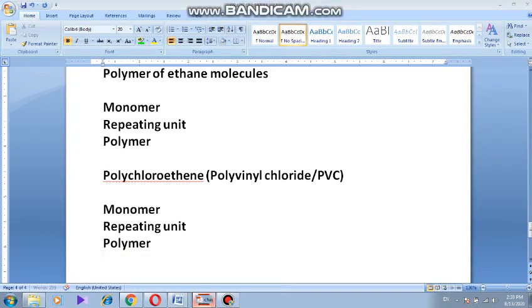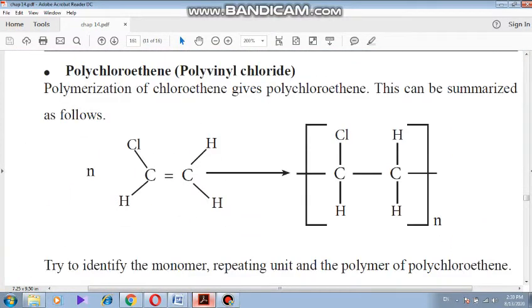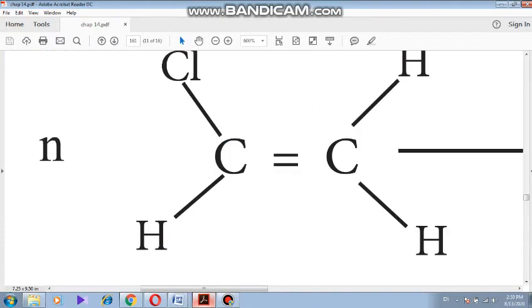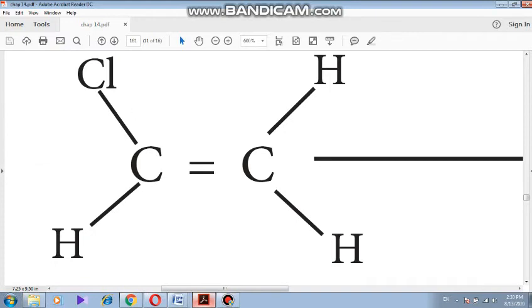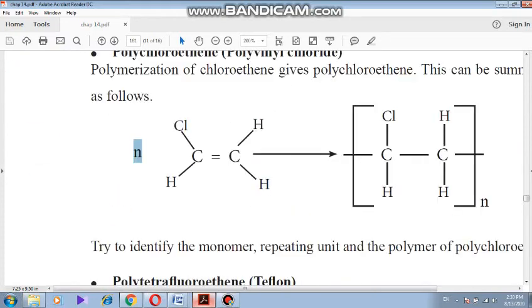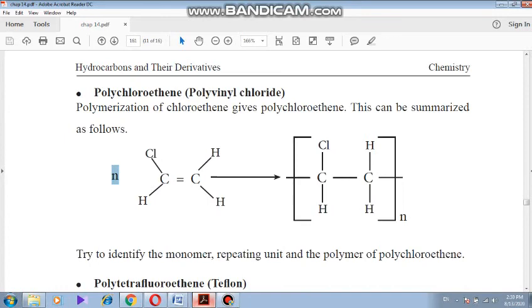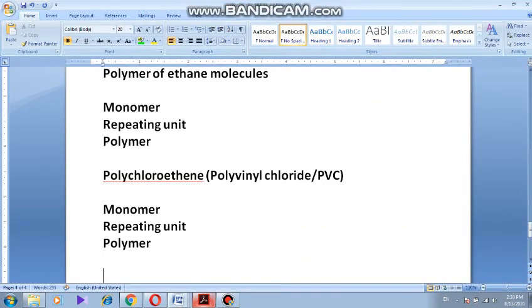Look at this equation. Can you identify the monomer here? This is the monomer, without N. Don't mark N. Here is the polymer. If you draw this polymer without the bracket and without N, that is the repeating unit. That is polychloroethene.